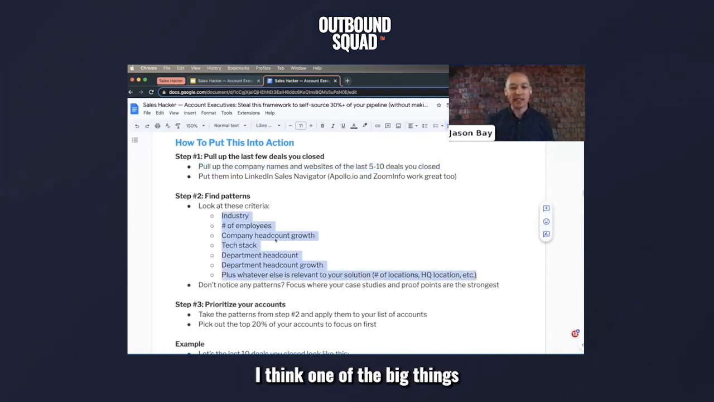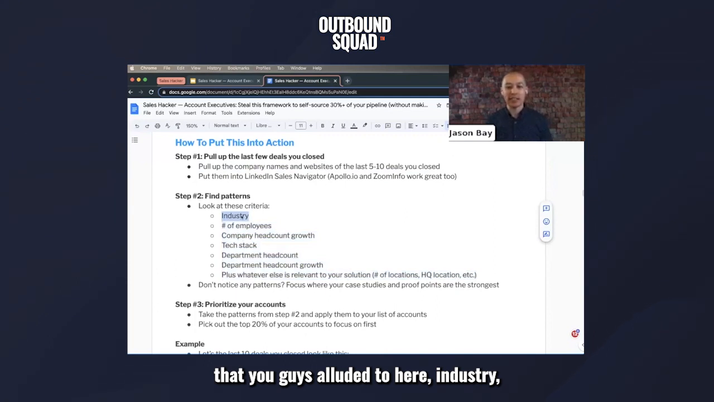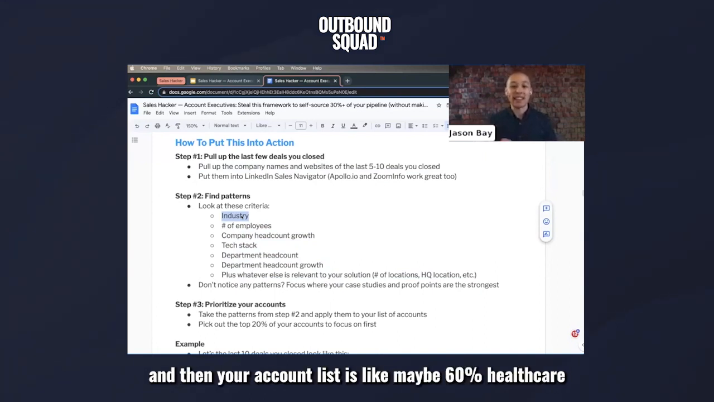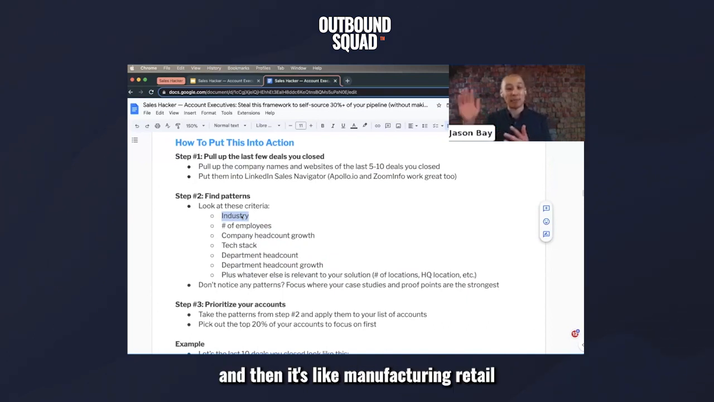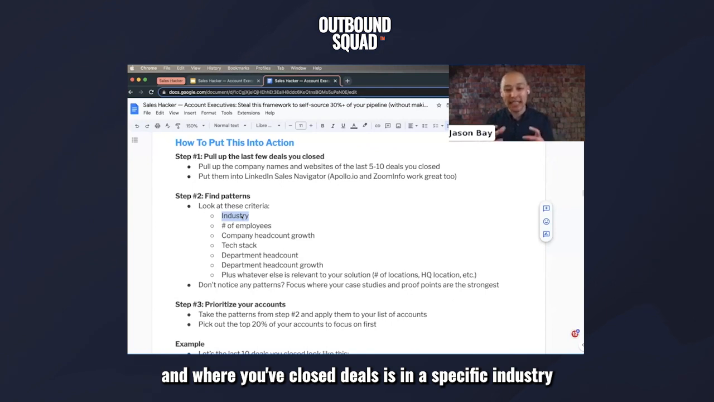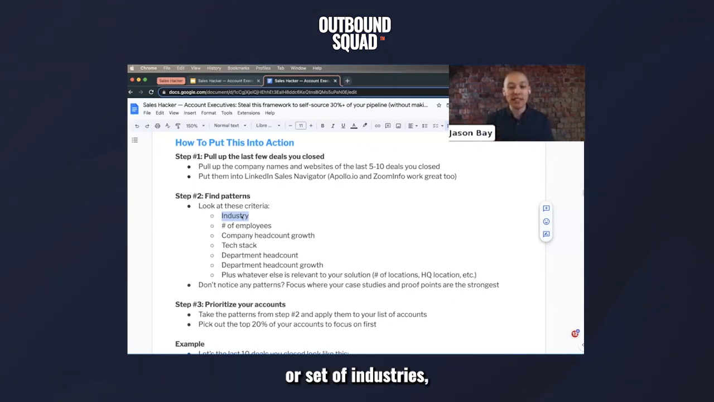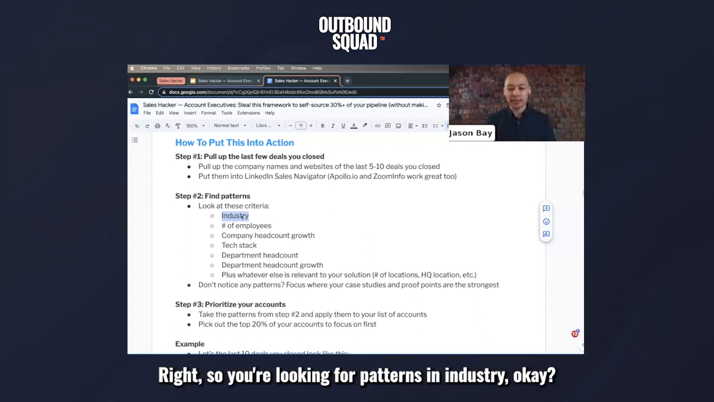I think one of the big things that you guys alluded to here is industry. Let's say that healthcare and fintech are two industries that you serve, and your account list is maybe 60% healthcare and fintech, and then manufacturing, retail, and all this other stuff in the other 40%. If where your case studies and social proof and where you've closed deals is in a specific industry or set of industries, those are going to become your A accounts that you spend a ton of time on, right? So you're looking for patterns in industry, okay?